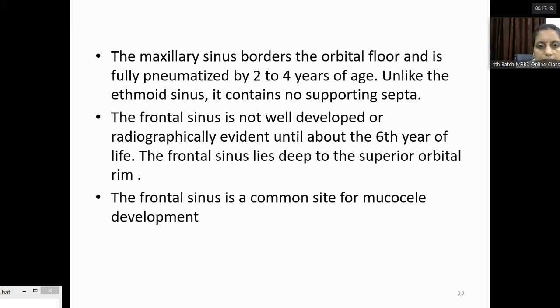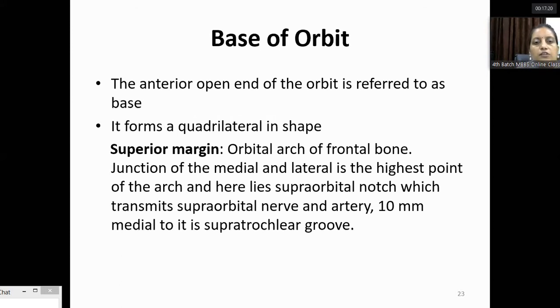The base of the orbit is anterior. The open end of the orbit is referred to as the base, and it is quadrilateral in shape. The superior margin is the orbital arch of the frontal bone, and the junction of the medial and lateral parts is the highest point of the arch. Here lies the supraorbital notch, which transmits the supraorbital artery and nerve, and it is 10 millimeters medial to the supratrochlear groove.